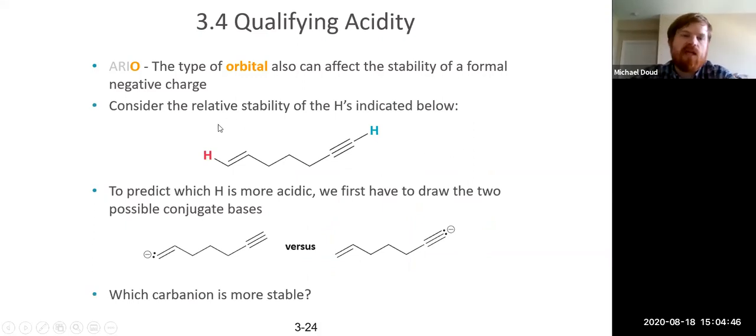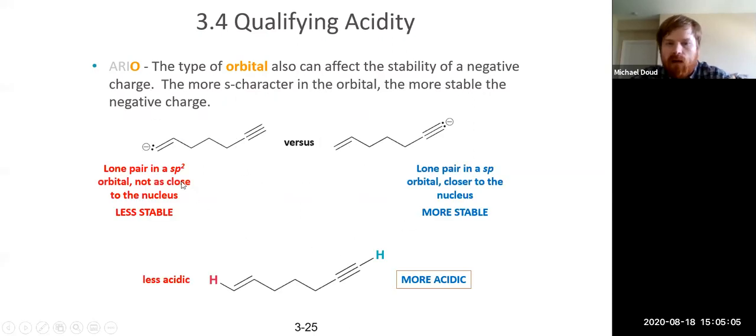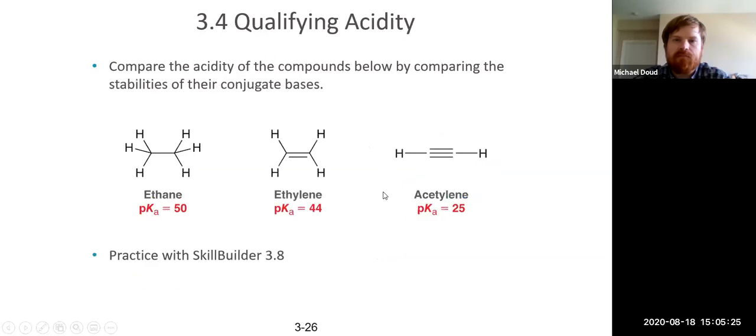Okay, so for example, if we were to compare, here we have an alkene, so it's an sp2 hybridized carbon that has a proton on it, and here we have an sp hybridized carbon. Here we're evaluating which lone pair is more stable. Is it the lone pair on the sp2 orbital versus the lone pair on the sp orbital? Well, sp2 has more p character than sp orbitals. Therefore, these electrons are farther from the nucleus and thus are less stable. And remember, the more stable the conjugate base is, the more acidic the acid is going to be. So that tells us that this sp carbon is more acidic than the sp2 carbon.